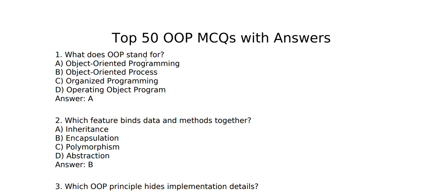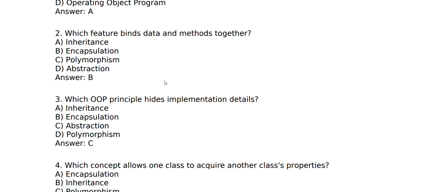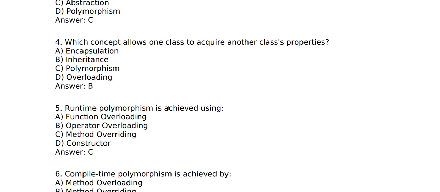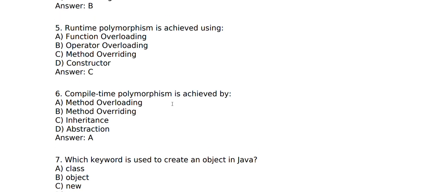And we have the third question, which object-oriented principle hides implementation detail? It is nothing but abstraction. Which concept allows one class to acquire another class's property? It is inheritance. Runtime polymorphism is achieved by method overriding. And compile time polymorphism is achieved by method overloading.